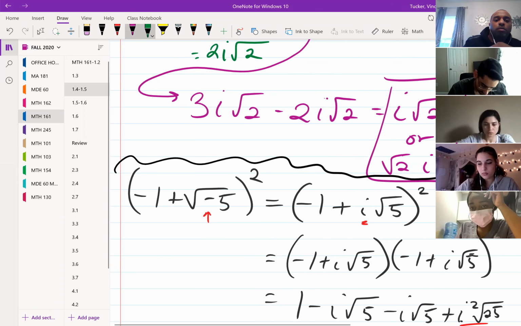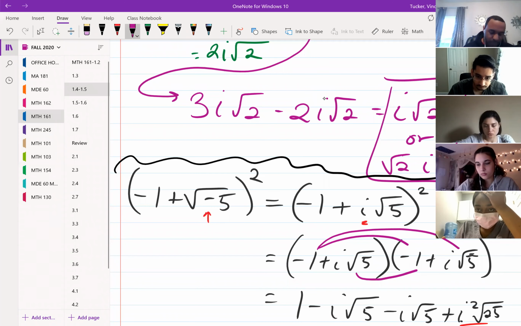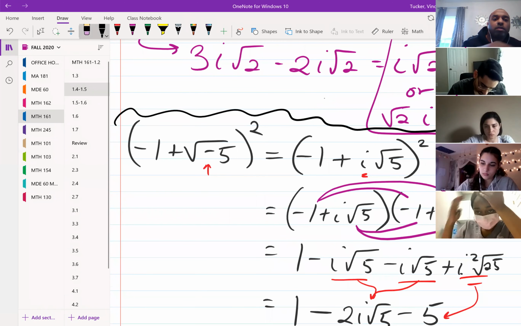So what that means we can do, though, is distribute. Negative 1 times negative 1 is positive 1. Negative 1 times i square root of 5 is negative i square root of 5. i square root of 5 times negative 1 is negative i square root of 5. And then multiplying i square root of 5 times i square root of 5, i times i is i squared, square root of 5 times square root of 5 is square root of 25.